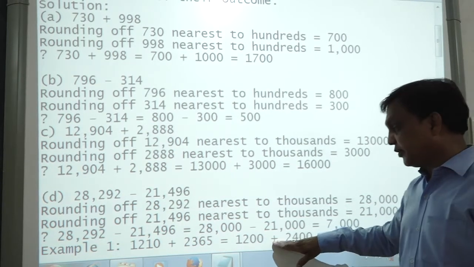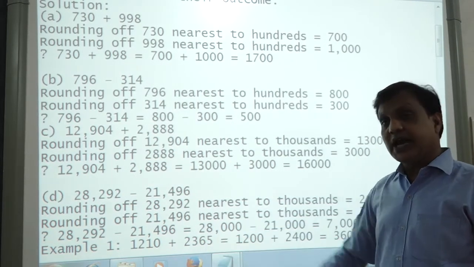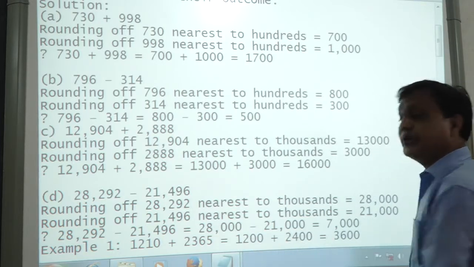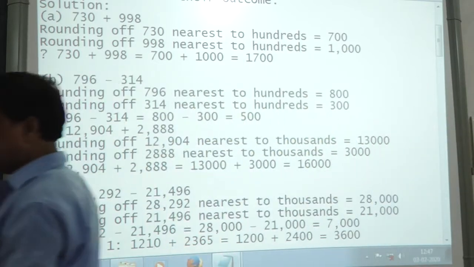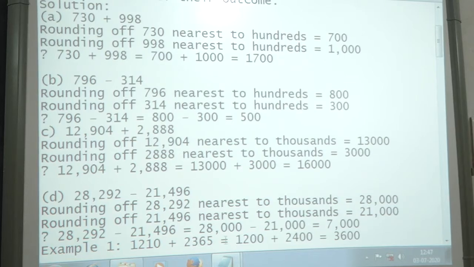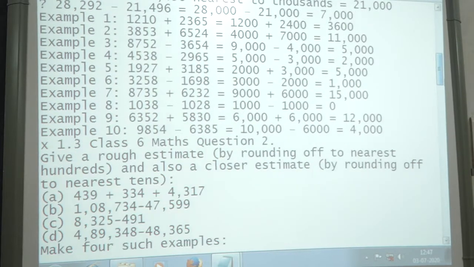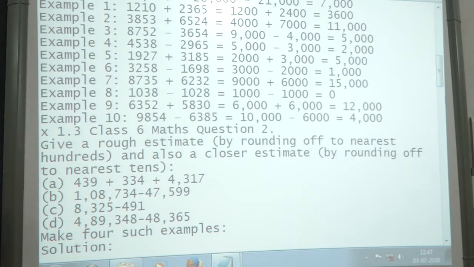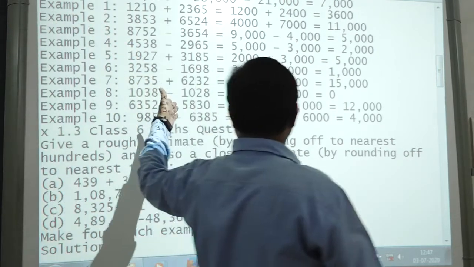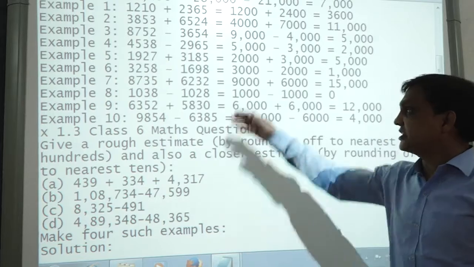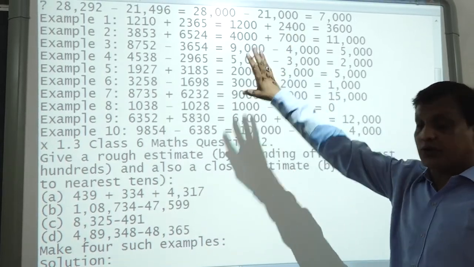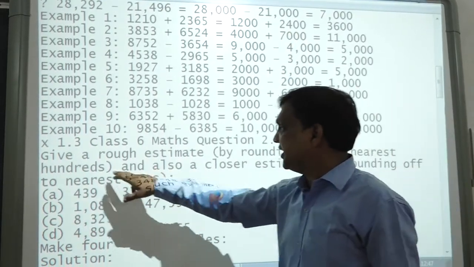In the textbook it says to take your own examples and solve them. Here I took some examples; you take your own. I took 10 examples, but you can take 10, 5, or 4 examples, depending on you. Now we will go to the second question.